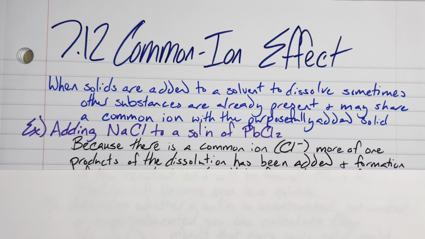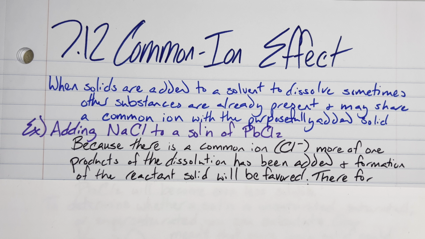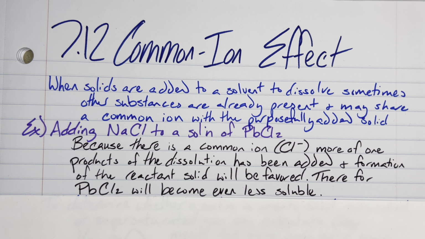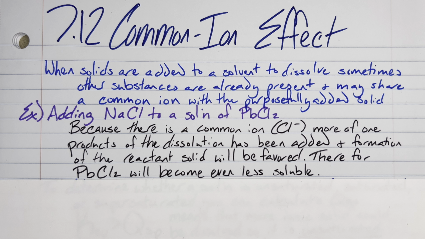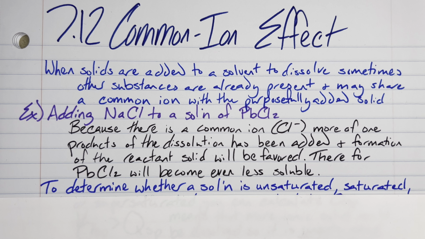And that means that we are going to shift our reaction back to forming solids, and producing reacted solids is going to be favored. Since lead 2 chloride is less soluble than sodium chloride, it will become even less soluble, and depending upon how much of the sodium chloride we added, we could precipitate out the lead 2 chloride just based off of the presence of how much chloride we have in the solution now.